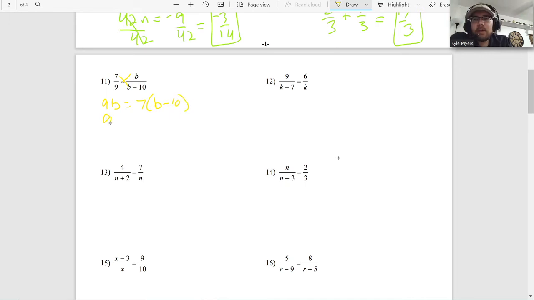So we want to distribute here. 9b equals 7b minus 70. Then we want to subtract 7b from both sides, and we get 2b. 2b or not 2b. And then divide both sides by 2. Negative 70 over 2 divides and gives us negative 35 for the final respuesta.